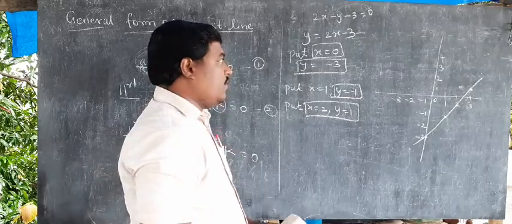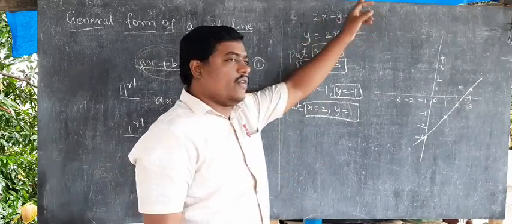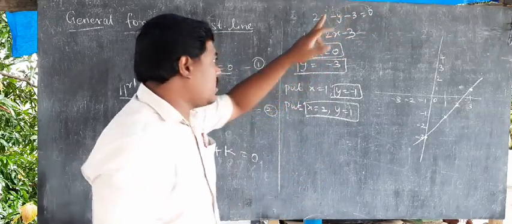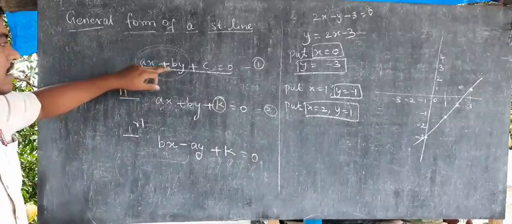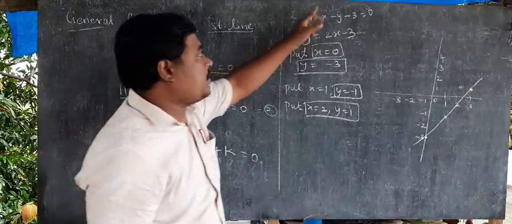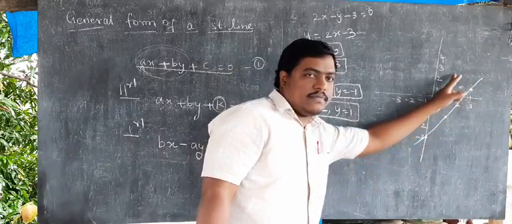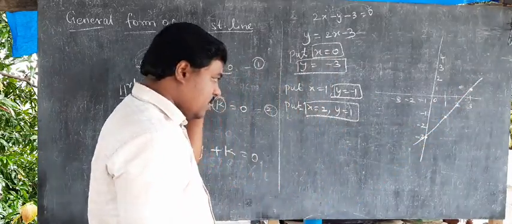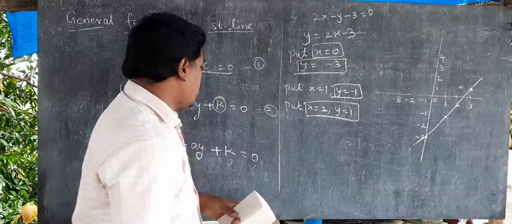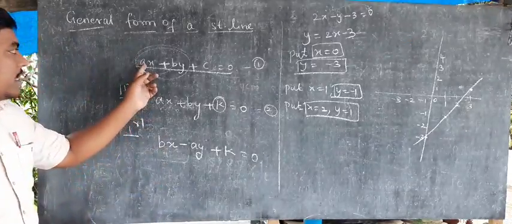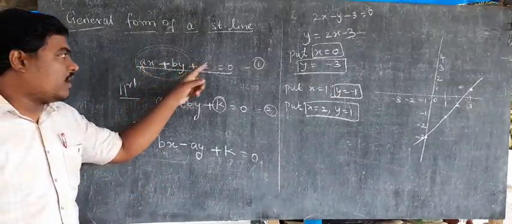For that reason we say that when an equation like this is given, it is called a straight line equation. Ax plus by plus c, 2x minus y minus 3, is a straight line equation. We get a straight line. Clear? Right. So here what I told is ax plus by plus c equal to 0.